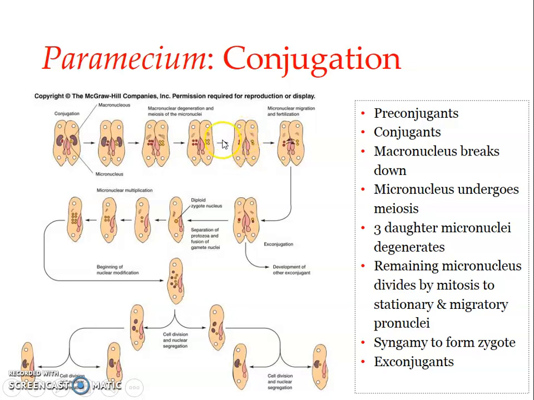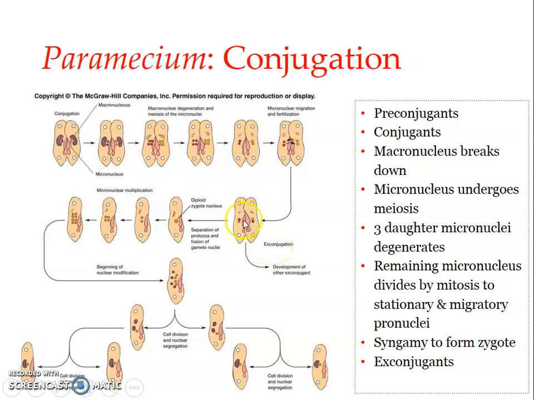Between the conjugates, we can see that there is an exchange of the nucleus. The migratory pronucleus of one conjugate moves through the protoplasmic bridge to the other conjugate, while the migratory pronucleus of the second moves through the protoplasmic bridge to the first. So there is an exchange of nuclear material. Here you can see there is already an exchange, and once the exchange of nuclear material is completed, it will undergo exconjugation.